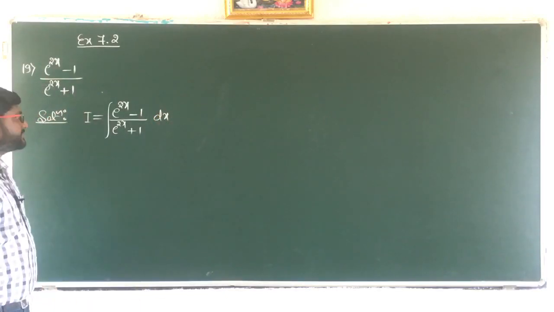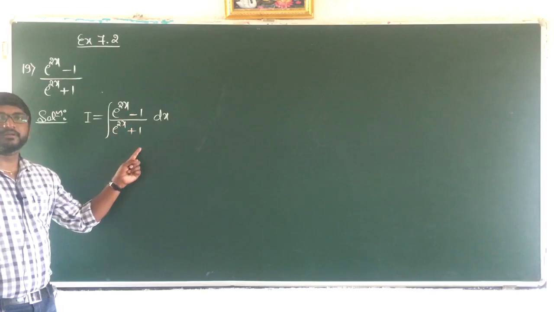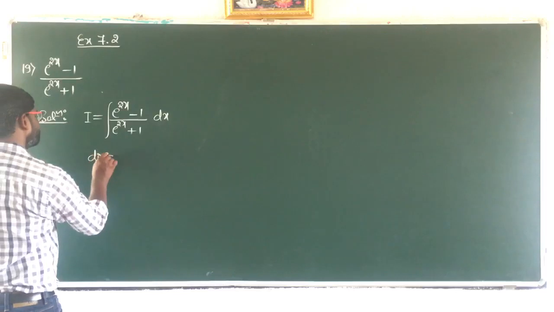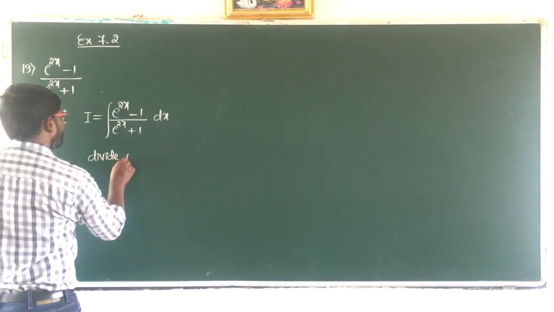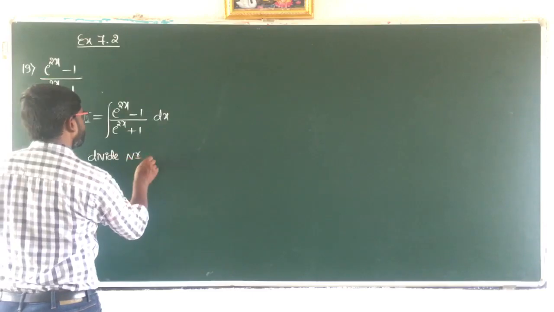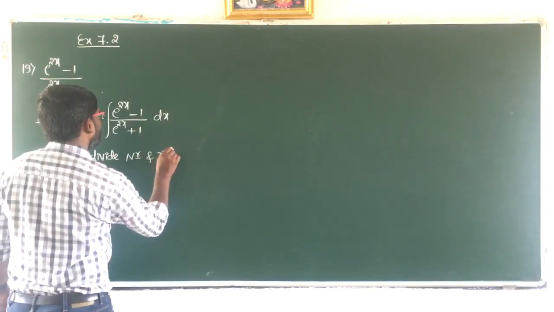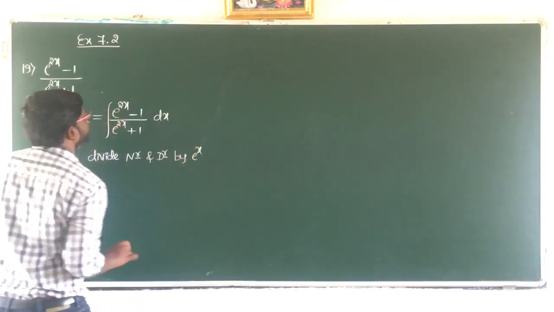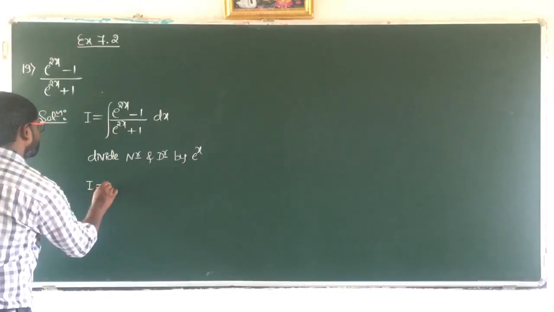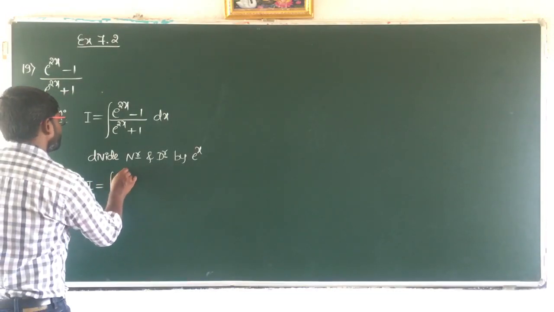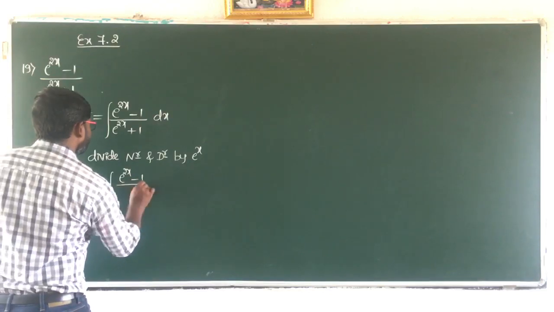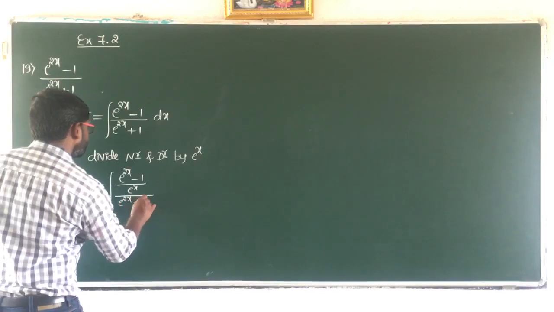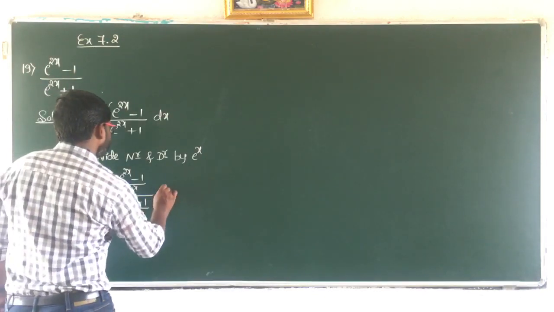So now what I do is I divide the numerator and denominator by e to the power x. Divide nr and dr, that is the numerator and denominator. Divide nr and dr by e to the power x. I, which is equals to integral e raised to 2x minus 1 divided by e raised to x, then whole divided by e raised to 2x plus 1 divided by e raised to x dx.